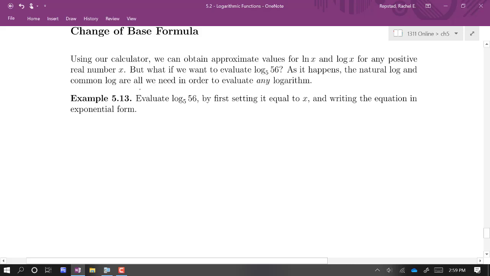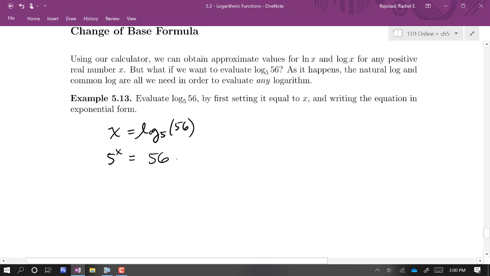So first it says let's evaluate log base 5 of 56. It says first set it equal to x and then write the equation in exponential form. So alright, I'm going to take x equals log base 5 of 56. And x is what I want to find. I assume in decimal form, right? I just want to evaluate it. And I don't have a log base 5 function on the calculator to use. So I'm going to write this in exponential form. That means 5 to the x is equal to 56.